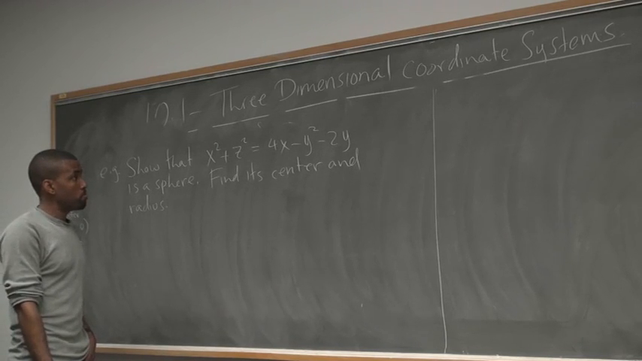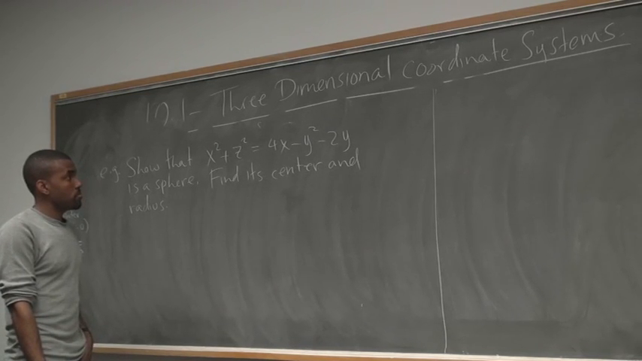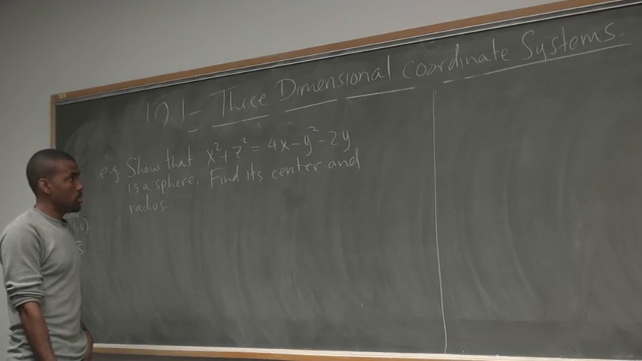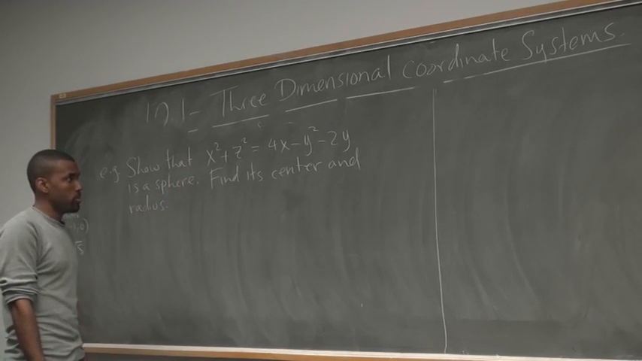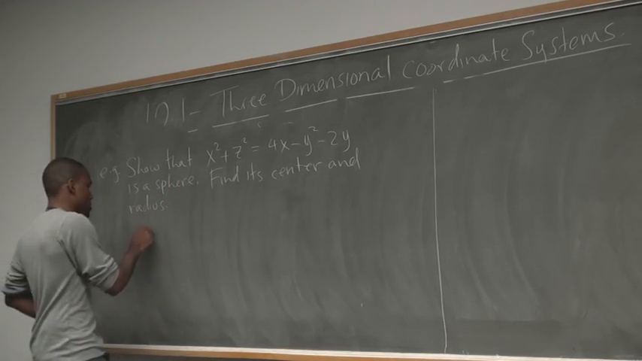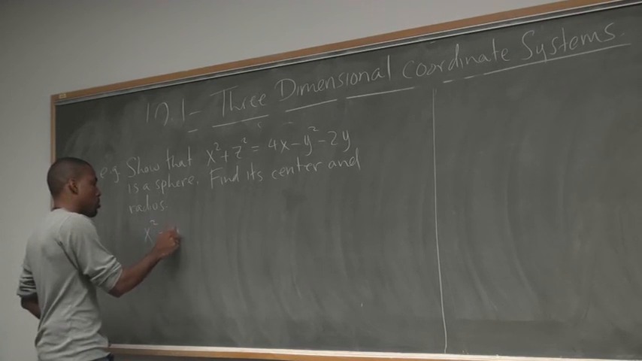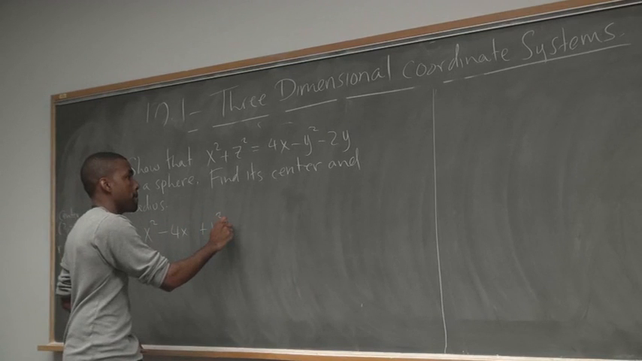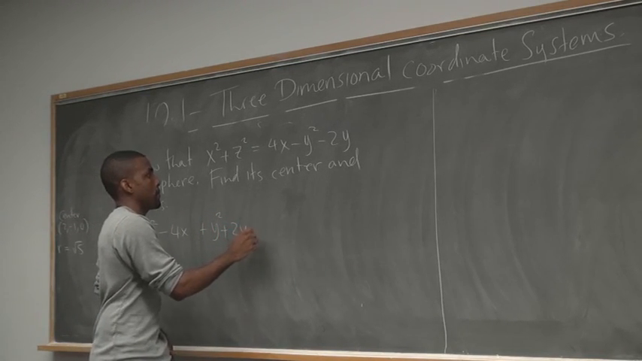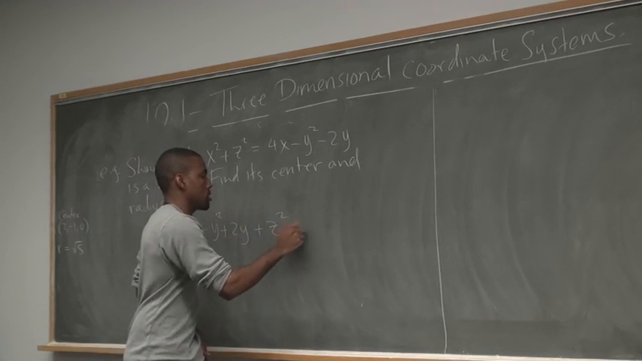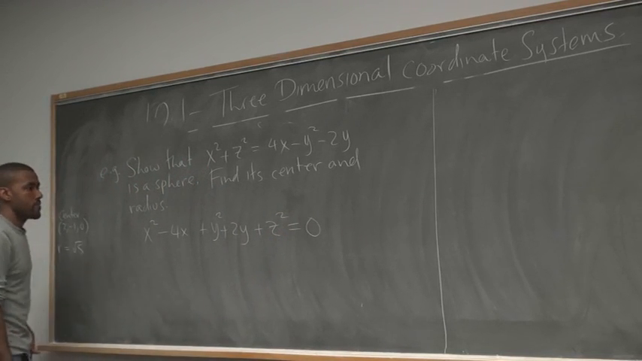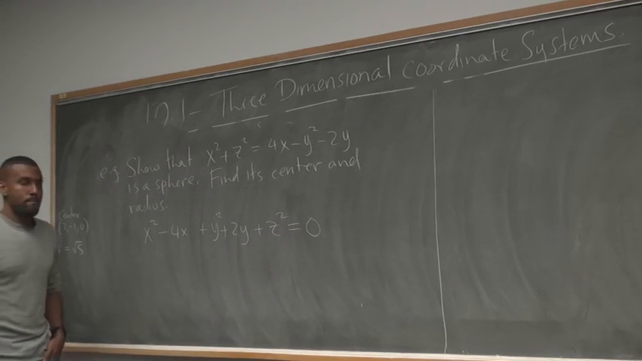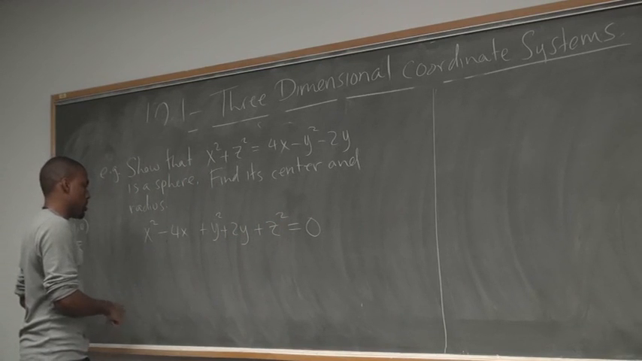So I completed the squares for the x, z, and y. How did you do that? Put everything on one side, and group the x's together, group the y's together, and group the z's together. Then I complete the squares. How do you complete the square here?